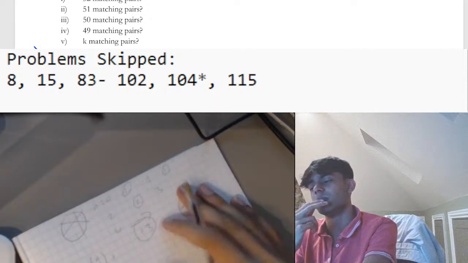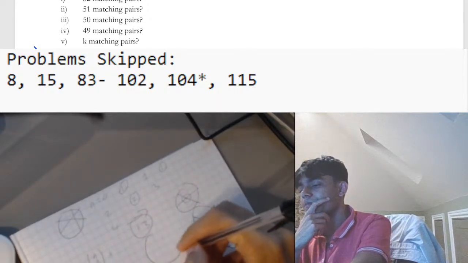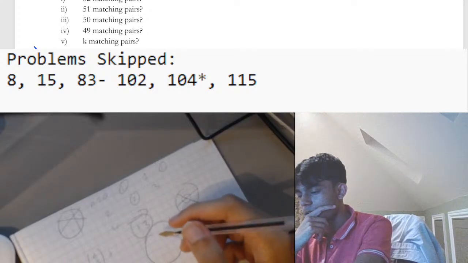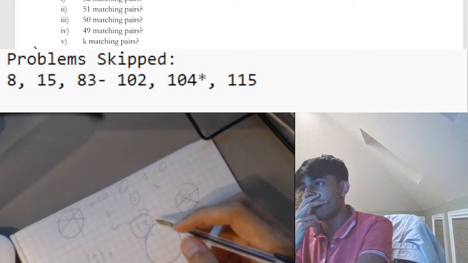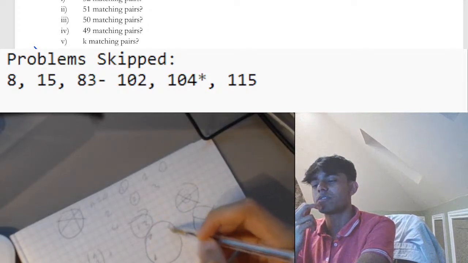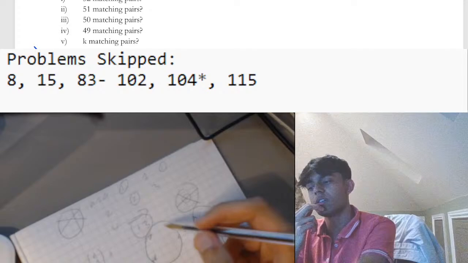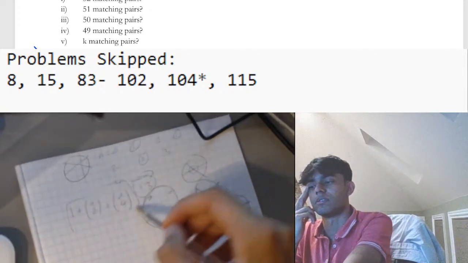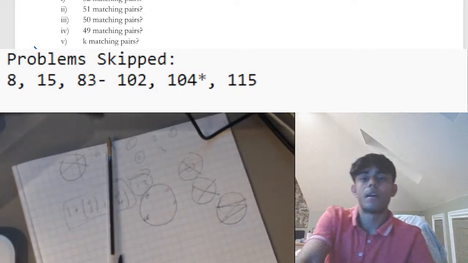Well, this was something similar before. When you have an intersection, any quadrilateral is going to give you exactly one intersection, and you have n choose four quadrilaterals. So that's your answer. Okay.